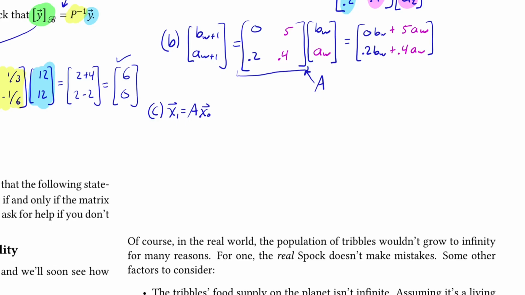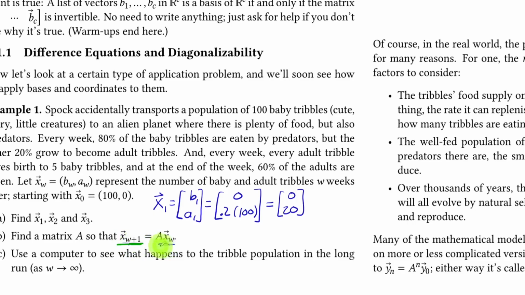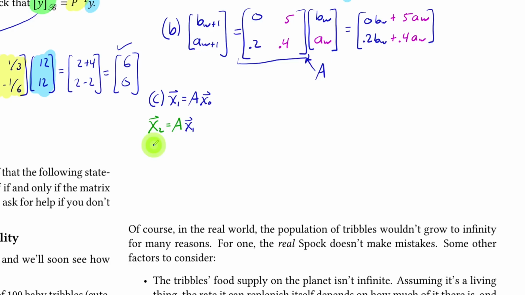And once you have that, you can plug that in to get x2, because using this fact that x(w+1) is always equal to A times xw, x2 is going to be A times x1. And once you have that, you could find x3 is A times whatever that x2 result was. And you could keep doing this for a long time, just repeatedly multiplying by A.